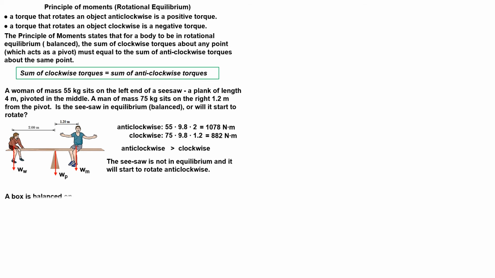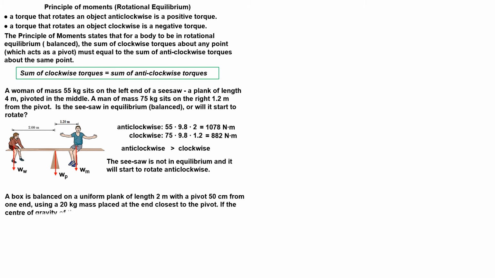A box is balanced on a uniform plank of length 2 meters with a pivot 50 centimeters from one end, using a 20 kilograms mass placed at the end closest to the pivot. If the center of gravity of the box is 40 centimeters from the other end of the plank and the mass of the plank is 5 kilograms, calculate the weight W of the box.